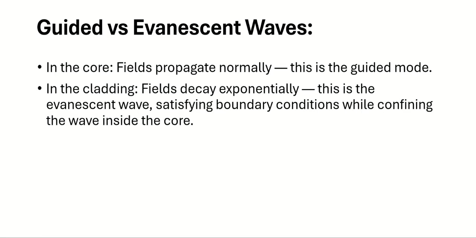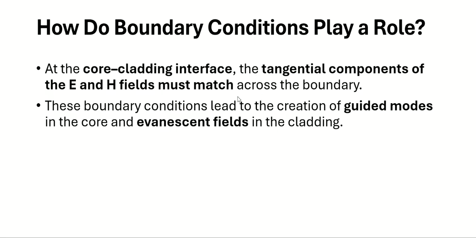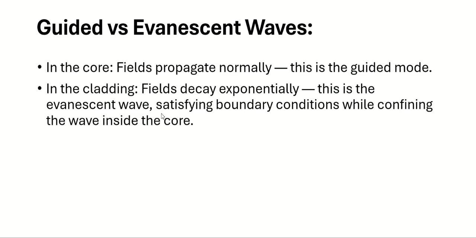Guided modes and evanescent waves, here we go. In the core, the field propagates normally. This is a guided mode. Did I put node in the first one? Oh, they're all modes. There are no nodes, sorry. In the cladding, fields decay exponentially. This is the evanescent wave. As I said, the evanescent wave decays exponentially, so it means they decay very fast, satisfying the boundary condition while confining the wave inside the core.